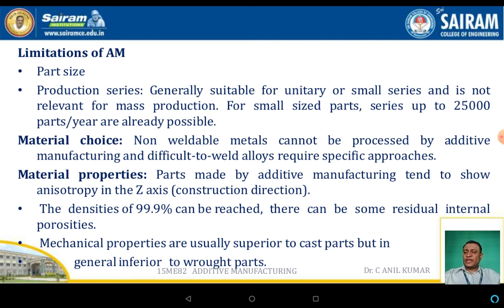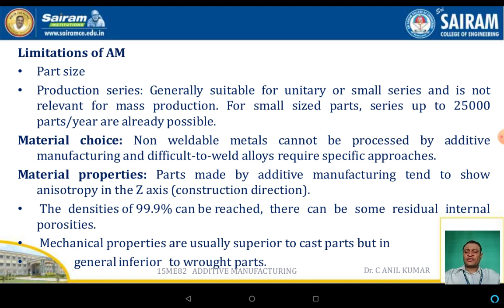The limitations of additive manufacturing. The main limitation of additive manufacturing is with respect to part size. Generally, it is suitable for small series and small size parts, which can also be fabricated in large numbers. The material choice: non-weldable metals cannot be processed by additive manufacturing, and difficult to weld alloys need specific approaches.